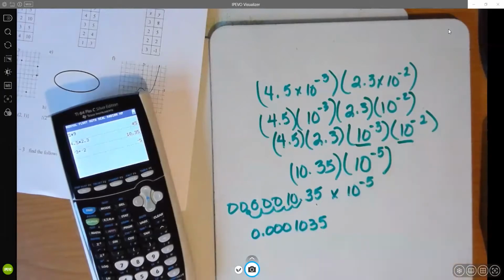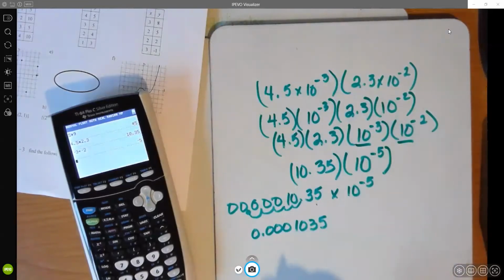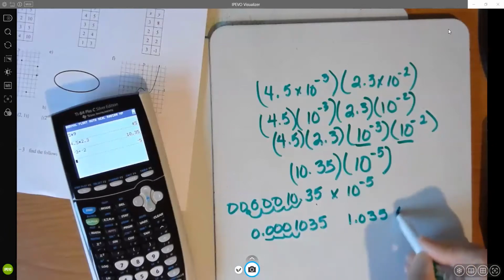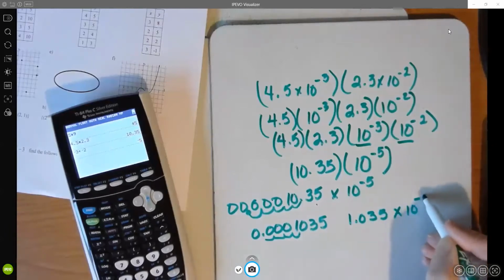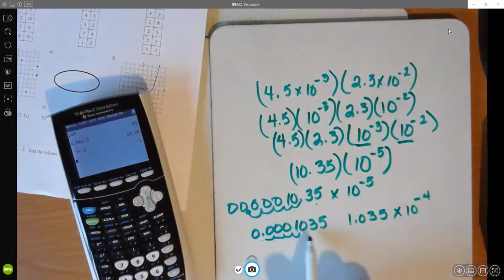0.1035. That's my number. And then to change it back into scientific notation, remember I want one digit in front of the decimal, so that'd be 1, 2, 3, 4. So that's 1.035 times 10 to the negative 4. Some of you may know how to switch the number from this form to this form. If you do, great. I generally rewrite it as a standard notation and then change it back into scientific notation.